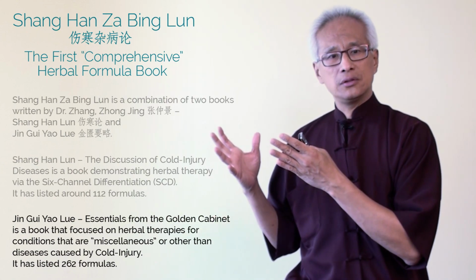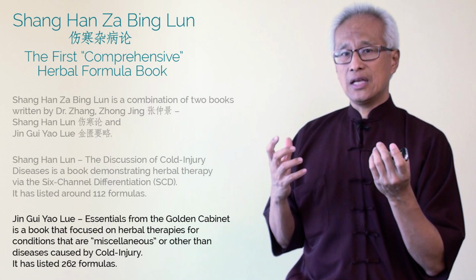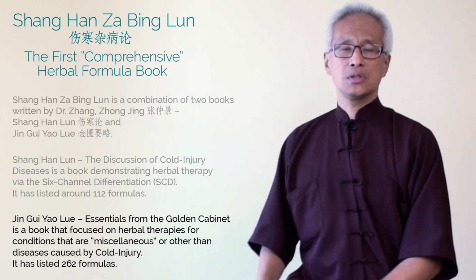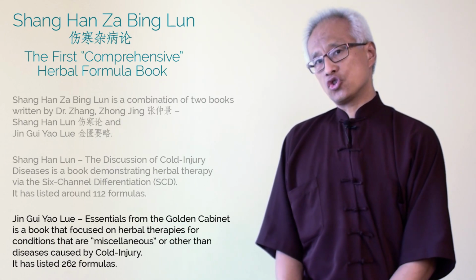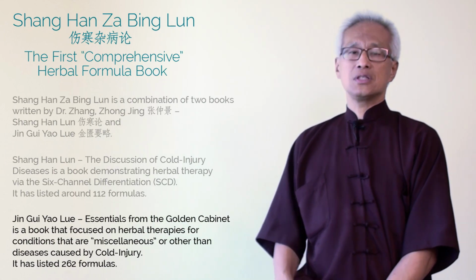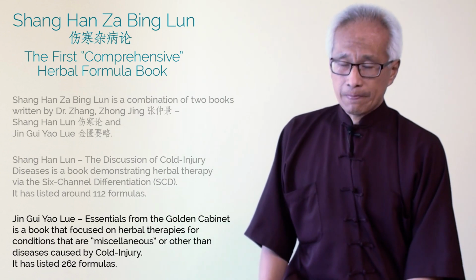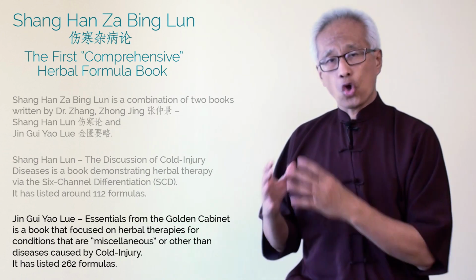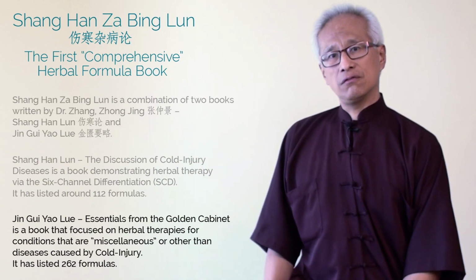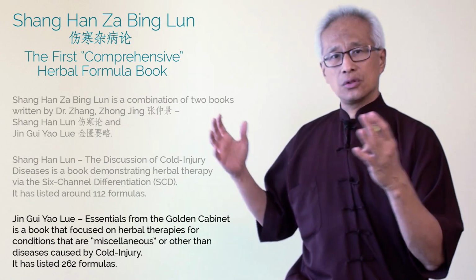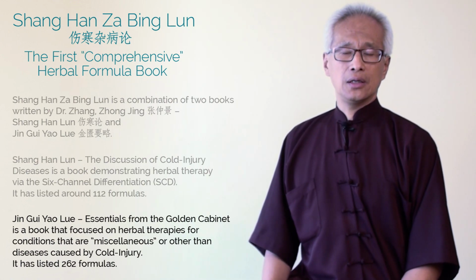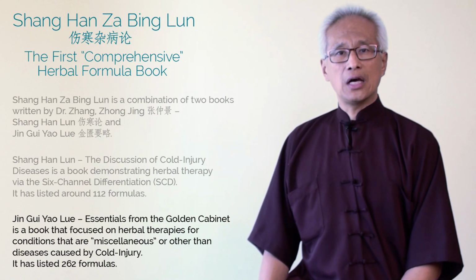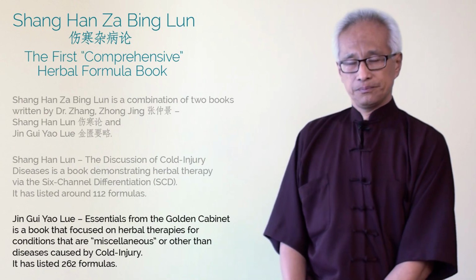Now, Jingwei Yao Lue is a book that treats miscellaneous disease, or what we call diseases other than those caused by cold injuries. It lists about 262 formulas, so quite a bit of formulas. It tells you right off the bat that infectious disease is very important to treat, but miscellaneous disease is a whole big category outside of infectious disease, and this category can be quite huge. Jingwei Yao Lue attempts to solve some of these non-infectious disease problems.